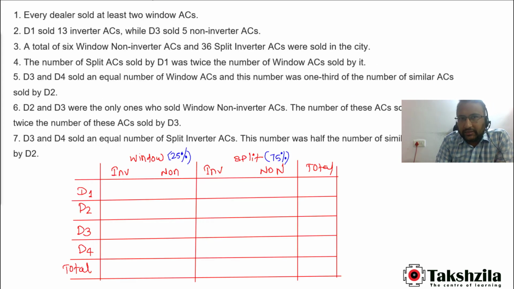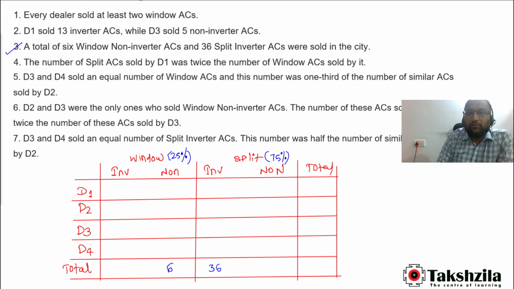If you read these statements, in statement number 3, what is mentioned? A total of 6 window non-inverter ACs. Total window and non-inverter ACs are 6. And 36 split inverter ACs were sold in the city. Split and inverter, this number is equal to 36. It means the sum of these 4 numbers is equal to 36.